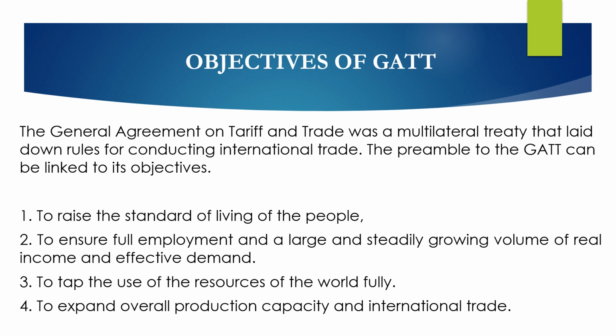Let us recollect it. It tries to raise the standard of living of the people. It tries to create employment opportunities and also tries to maintain effective demand for products and services across the globe. Third, what we discussed is optimum utilization, or full utilization, of the resources available around the globe. And last one, as we discussed, it tries to expand production capacity, thereby international trade. Hope you understood the objectives of GATT.